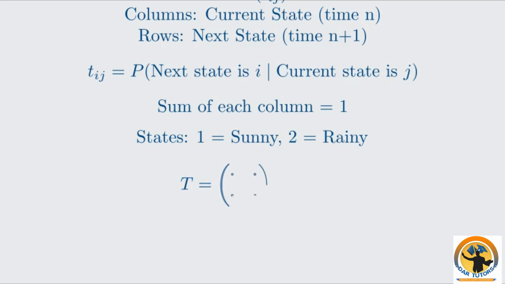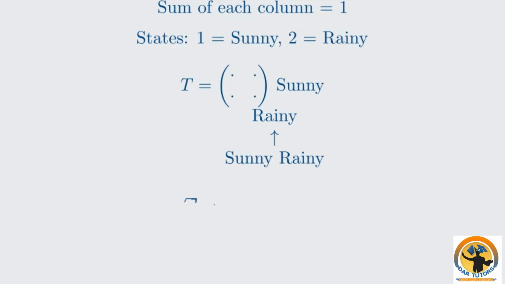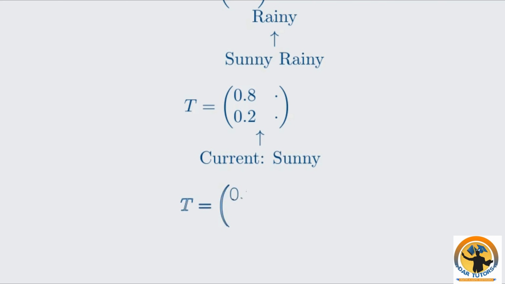So, our matrix T will be a 2 by 2 matrix with columns and rows labeled sunny and rainy. Let's fill it in. The first column corresponds to the current state being sunny. The probability of staying sunny, row 1, is 0.8. The probability of moving to rainy, row 2, is 0.2. The second column corresponds to the current state being rainy. The probability of moving to sunny, row 1, is 0.6. The probability of staying rainy, row 2, is 0.4.